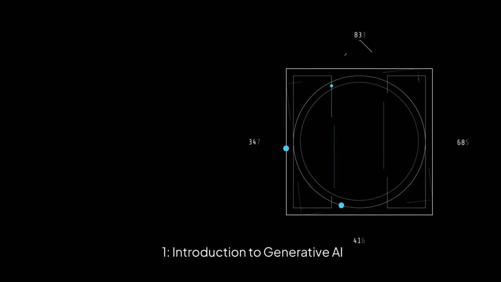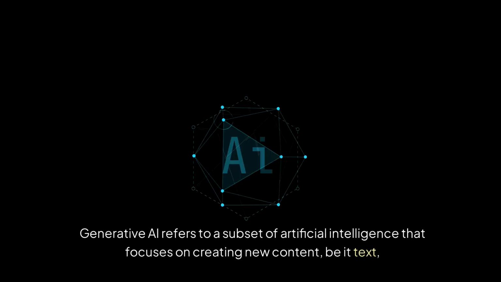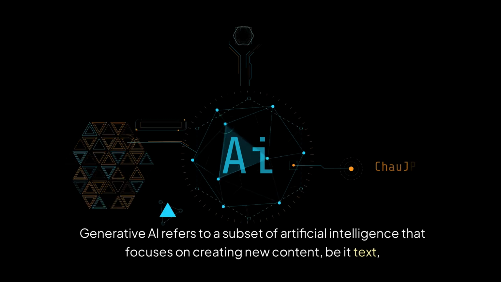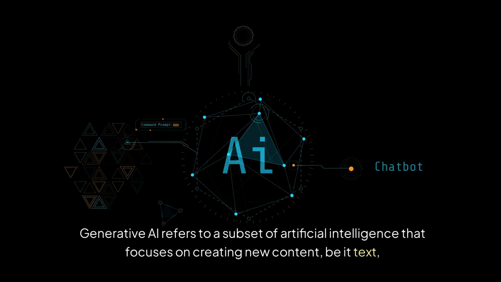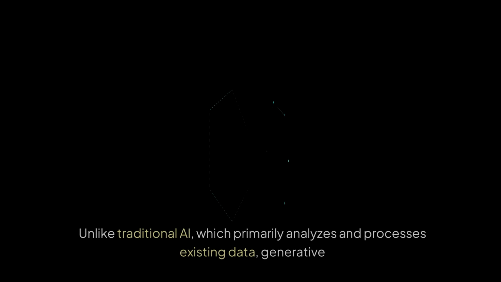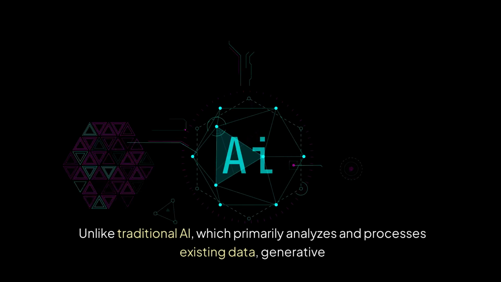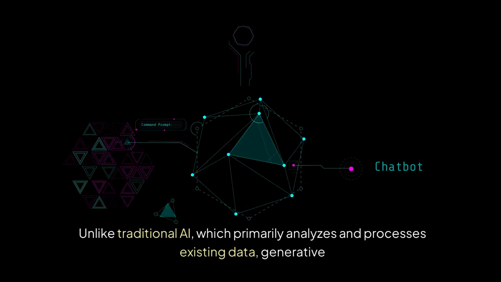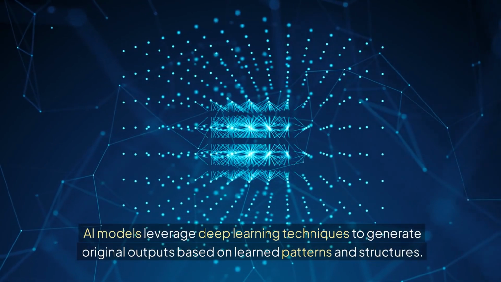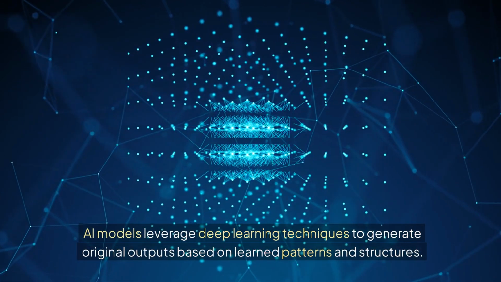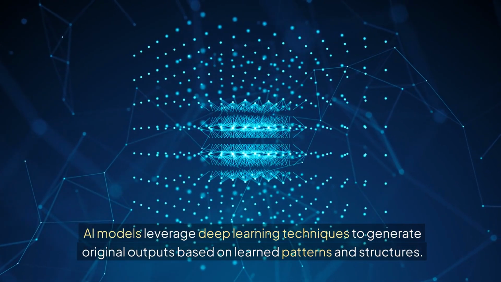1. Introduction to generative AI. Generative AI refers to a subset of artificial intelligence that focuses on creating new content, be it text, images, music, or other forms of media. Unlike traditional AI, which primarily analyzes and processes existing data, generative AI models leverage deep learning techniques to generate original outputs based on learned patterns and structures.